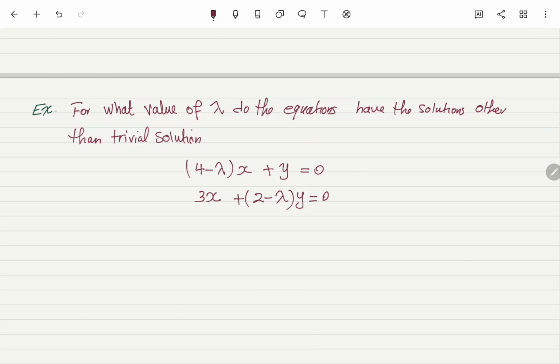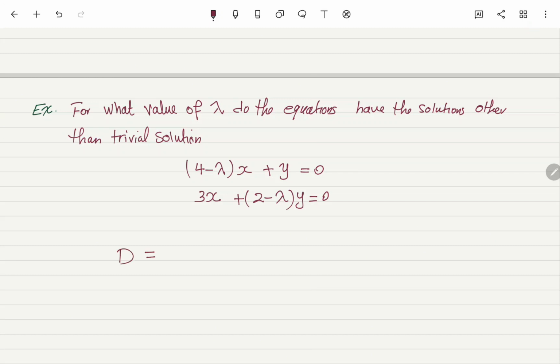For what value of lambda do the equations have solutions other than trivial solutions? This equations here, we would like to find the values of lambda in such a way that these equations will have solutions other than trivial solutions.